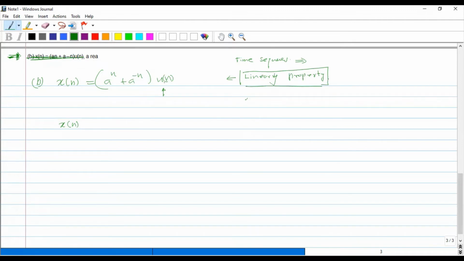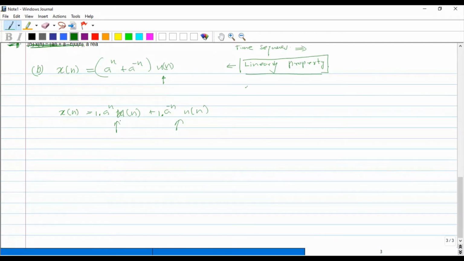If I remove this bracket, it is a^n u[n] plus a^(-n) u[n]. So I have two signals added together. It is not weighted, or rather it is weighted by 1. So this is still not given.